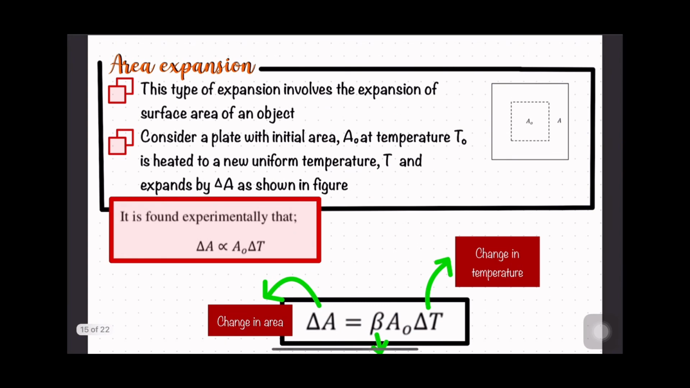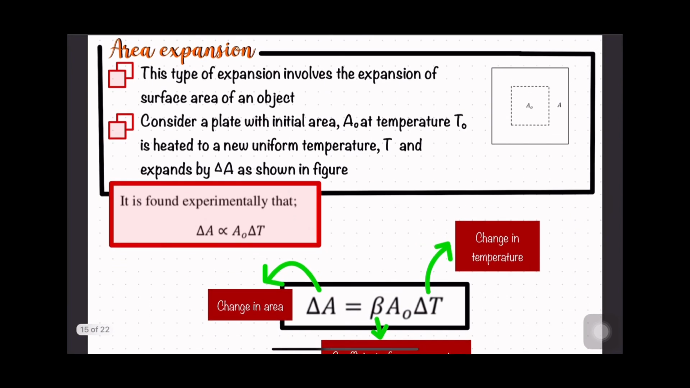Okay, next is area expansion. Okay, what is area expansion? Dia adalah type of expansion involve the expansion of surface area of an object. So consider a plate with initial area A0 at the temperature T0 and then is heated into new uniform temperature. So dia akan expand new A, then you akan dapat change in area.